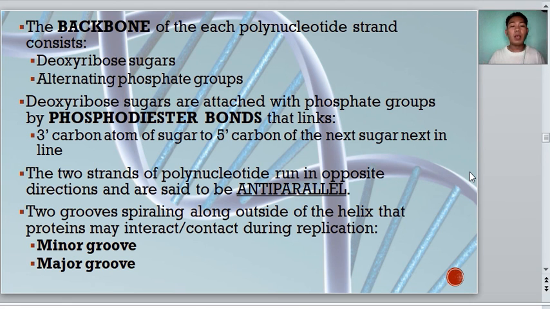anti-parallel. So 2 grooves spiral along the outside of the helix, that proteins may interact with, or we should say contact, during the replication. And these are known as our minor groove and the major groove.